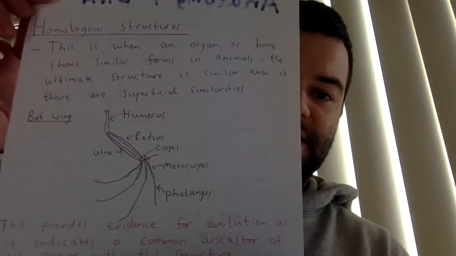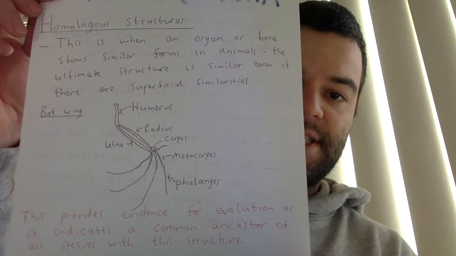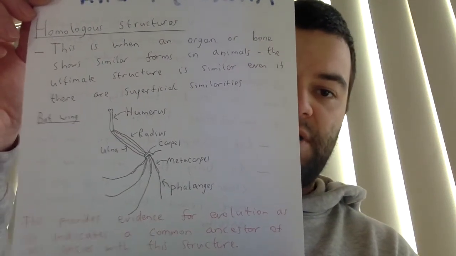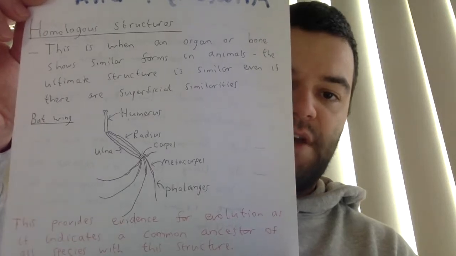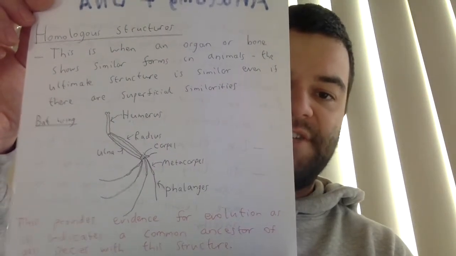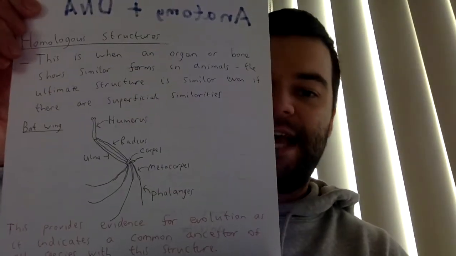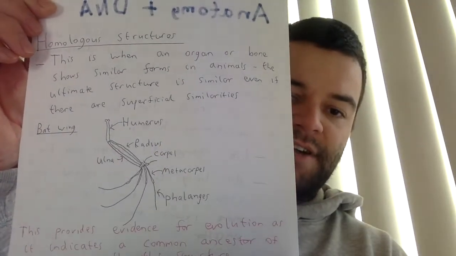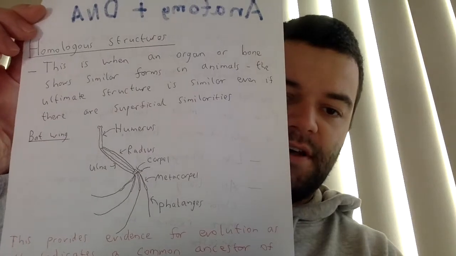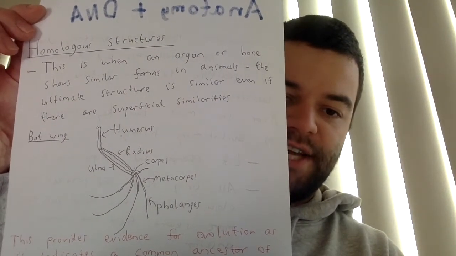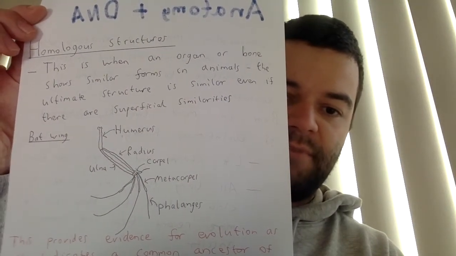So the first bit of evidence comes from homologous structures. So that's when an organ or a bone or another structure shows similar forms in animals. The ultimate structure can be similar even if there are superficial differences. So as an example there, I've got a diagram of the bones in a bat wing. Okay, so you've got a large bone at the top, two smaller bones, the radius and the ulna, that branch out with a gap in between them.